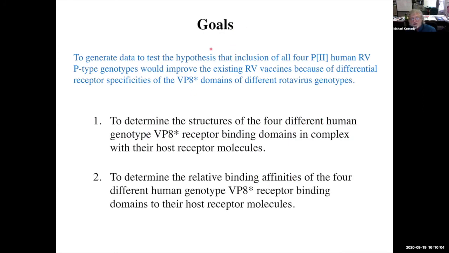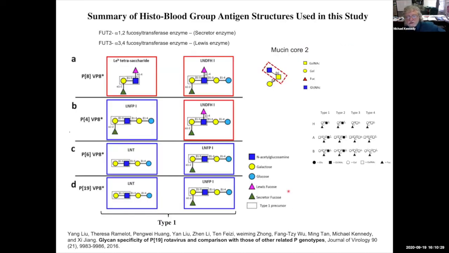So the goal of the project was then to generate data to test this hypothesis. And our strategy was to determine the structures of the 4 different VP8* receptor binding domains in complex with their host receptor molecules, and to determine the relative binding affinities to the various receptor glycans. So getting into the experimental section, I need to introduce you to the glycans that we studied in this research. And I'm going to start over here.